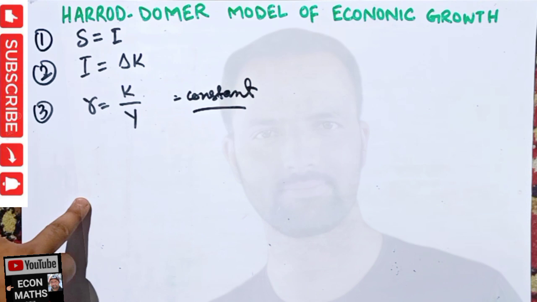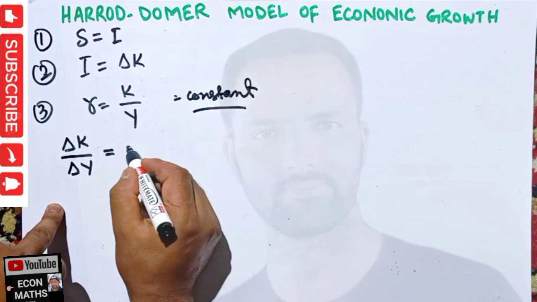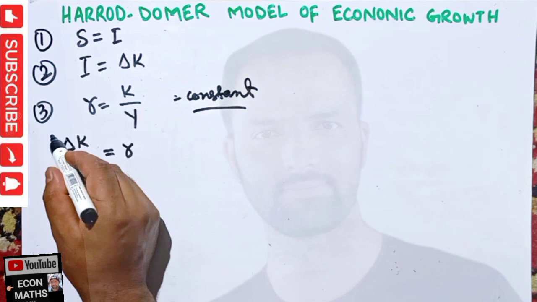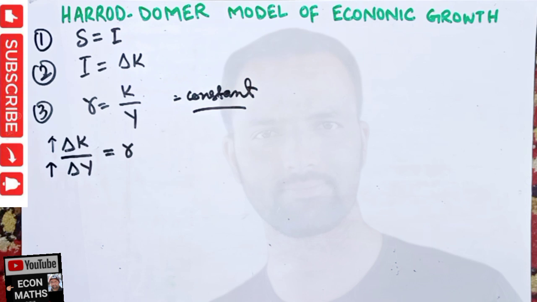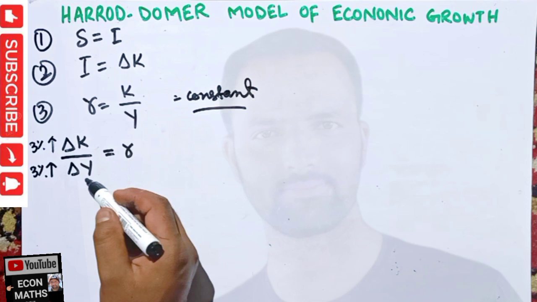Now, we can write it like this. If there is a change in the capital, and also a change in our output, the ratio should also remain constant. That means change in capital should be in proportion to the change in output. If there is an increase in capital, there should be a proportionate change in the output also. That means if capital changes by, let us say, 3%, then our output should also change by 3%. That means del K over del Y should be equal to R, okay.